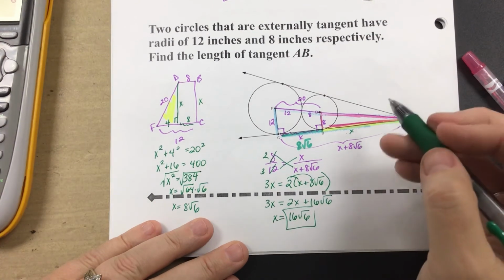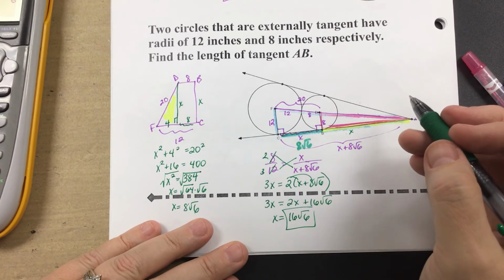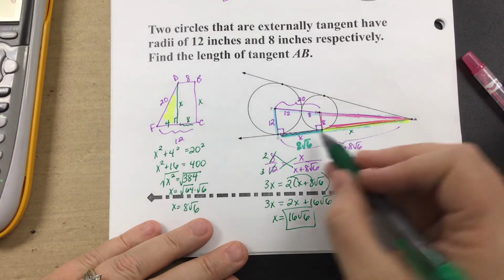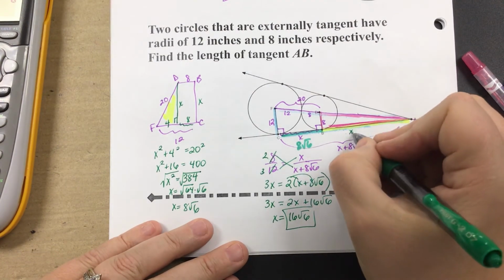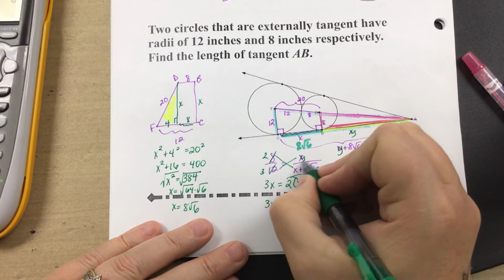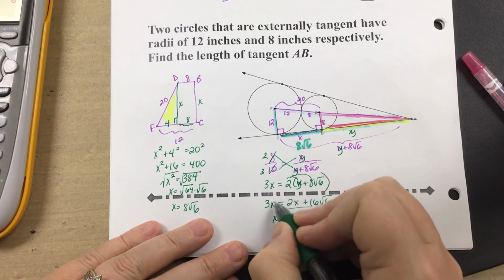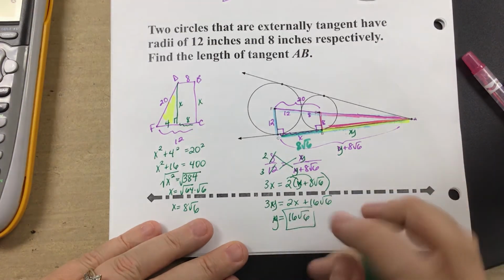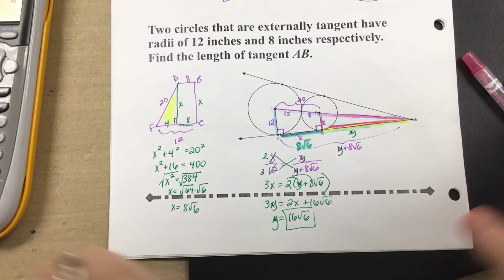Now I probably should not have used x. My mistake. I probably should have used y because these two x's are not the same. So let's just change that to a y so we don't get confused. So my AB length is going to be 16 root 6.